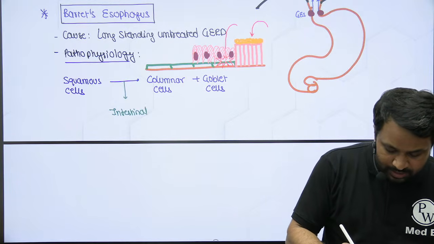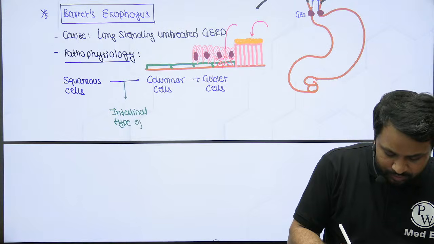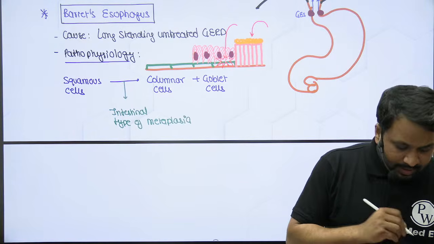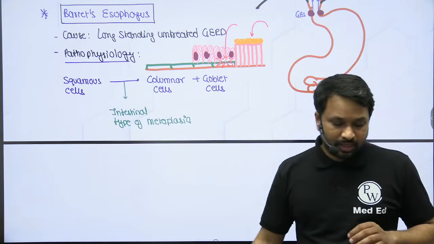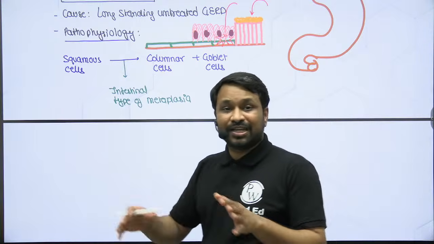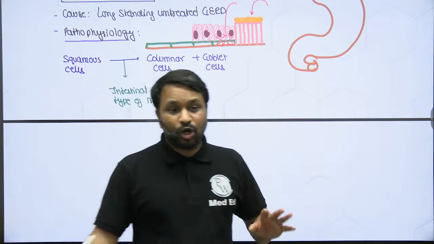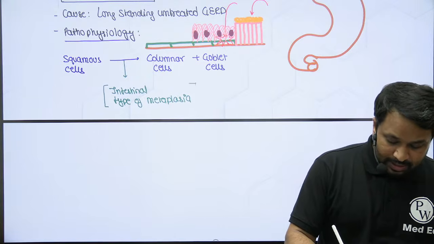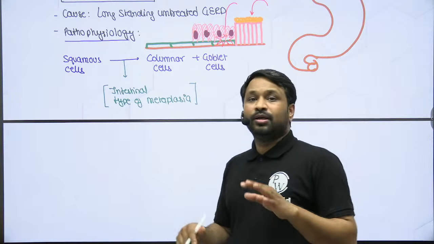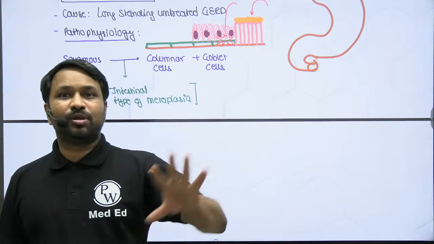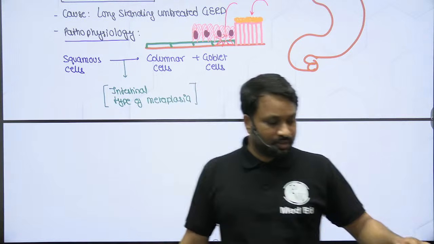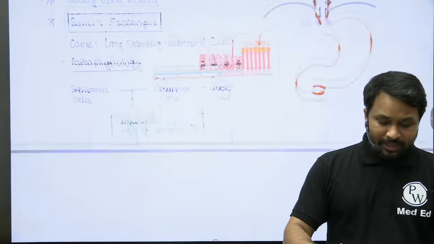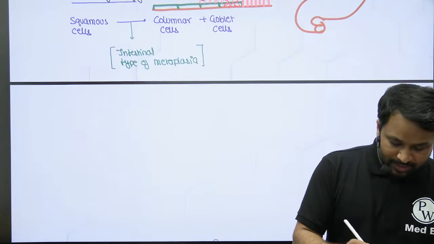This is what we call the intestinal type of metaplasia, right? So the squamous epithelial cells are converting into columnar epithelial cells along with the goblet cells, and this whole conversion is what we call intestinal type of metaplasia. Remember, dysplasia is irreversible, metaplasia is usually reversible. Now, how would a patient present to you? The clinical features of Barrett's esophagus.